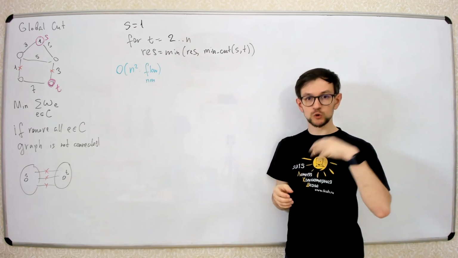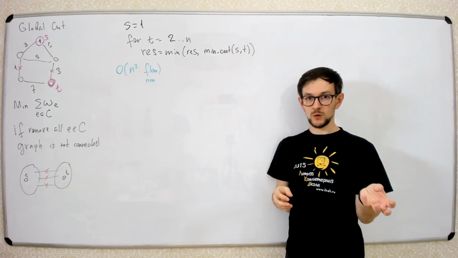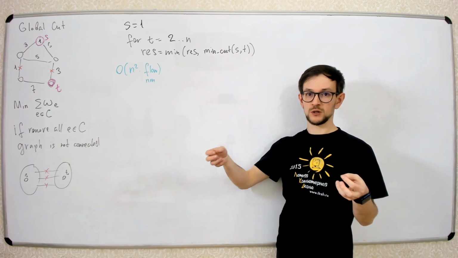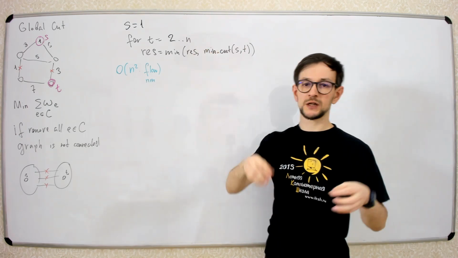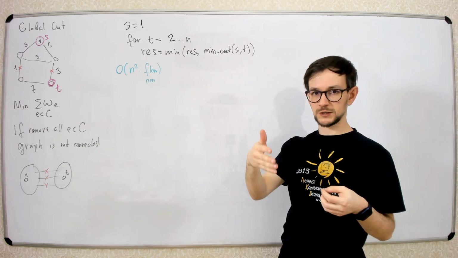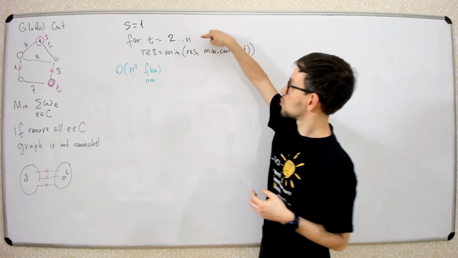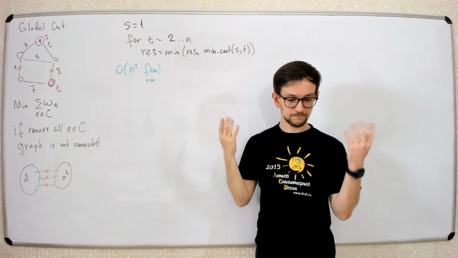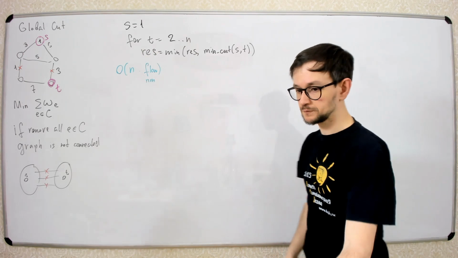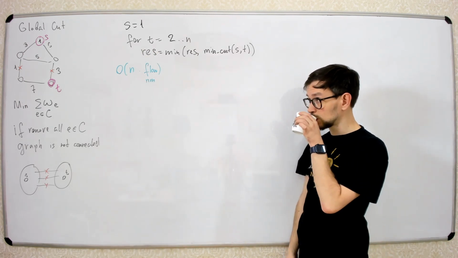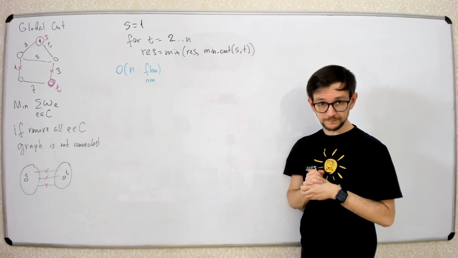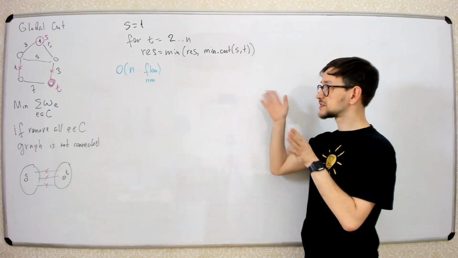Again, node 1 belongs to some connected component. We'll try to find the node which belongs to a different connected component, so iterate over all possible nodes. At least one of them will belong to a different connected component after we apply this minimal global cut. So we check all these pairs and find the minimal result. That's all, and the time complexity will be improved like this. That's the first algorithm. This is a polynomial algorithm.